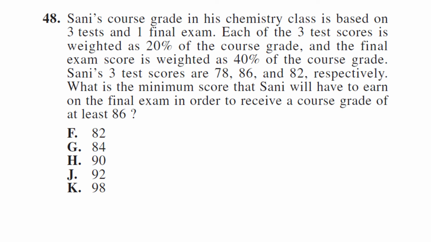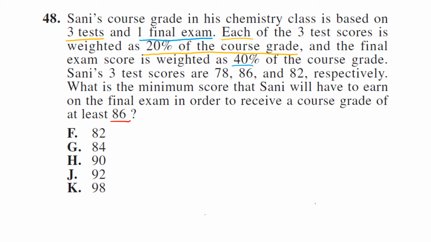Sammy's course grade in his chemistry class is based on 3 tests. Okay, so 3 tests and 1 final exam. Each of his 3 test scores is weighted as 20% of the course grade. So each is 20%. So that means together they're going to be 60%, right? And the final exam was 40%. Sammy's 3 test scores are 78, 86, and 82 respectively. What will he have to earn on the final exam in order to get an 86?